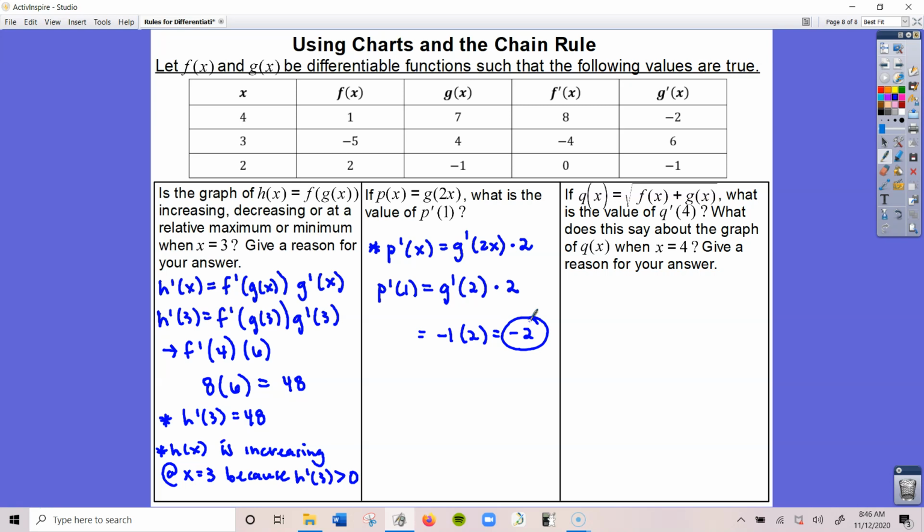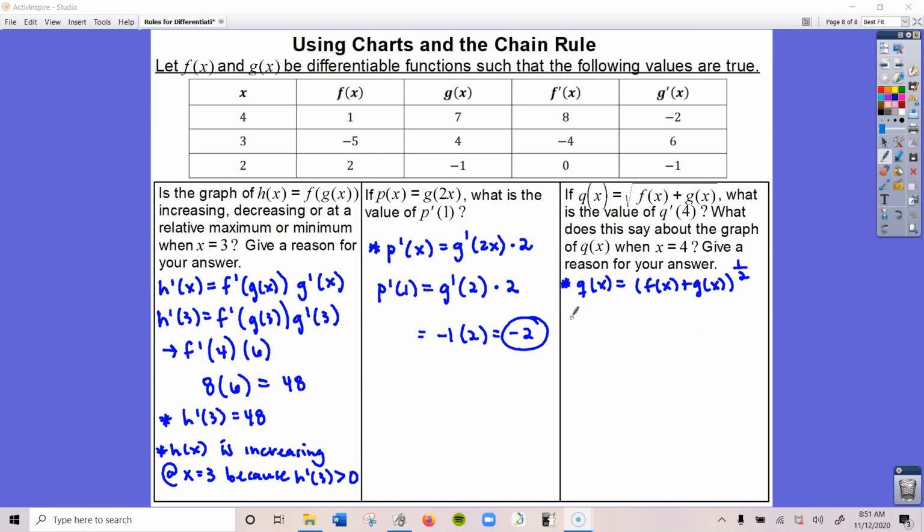For this last one here, we have if q of x is equal to the square root of f of x plus g of x, what is the value of q prime of 4? What does this say about the graph of q of x when x is equal to 4? So first I'm going to rewrite q of x using a rational exponent. So that's f of x plus g of x raised to the 1/2.